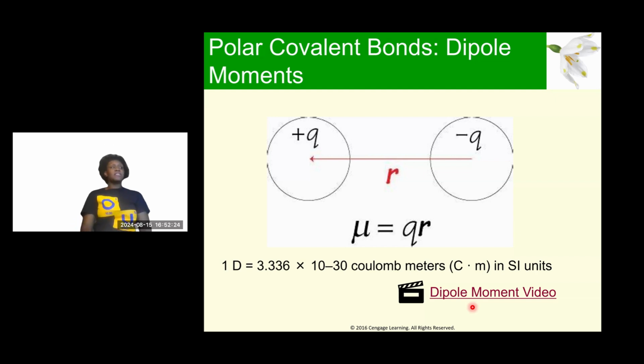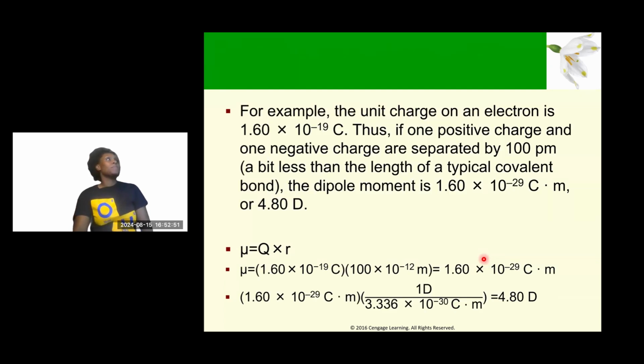So now let's look at these calculations. One debye is equal to 3.336 times 10 to the negative 30 coulomb meters. Okay, so one debye is 3.336 times 10 to the negative 30 coulomb meters. All right, and the coulomb meter is your SI unit. All right, so what does that mean?